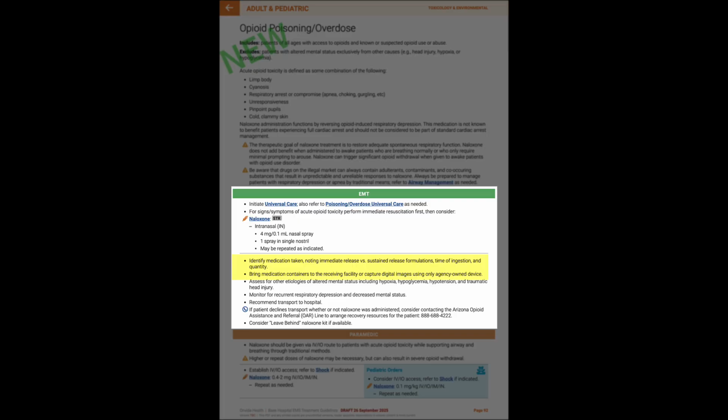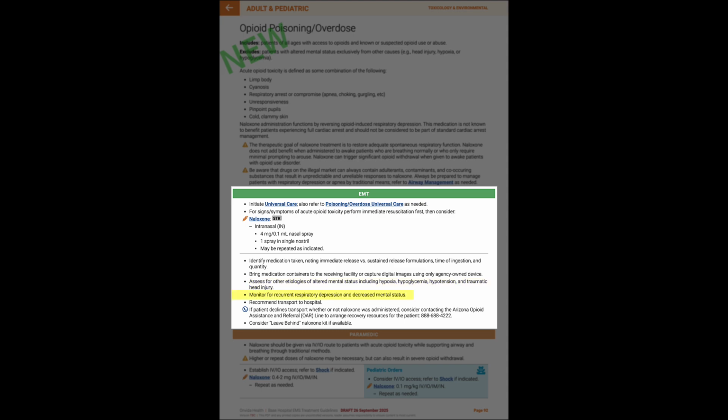For example, if it was a pharmaceutical-grade opioid like oxycodone, try to determine if it was an immediate versus sustained release, what quantity, and when it was consumed. Bring medication containers to the hospital or photograph them using an agency-owned device only. Consider other causes of altered mental status, such as trauma, low blood sugar, hypoxia, and shock, and address those accordingly.